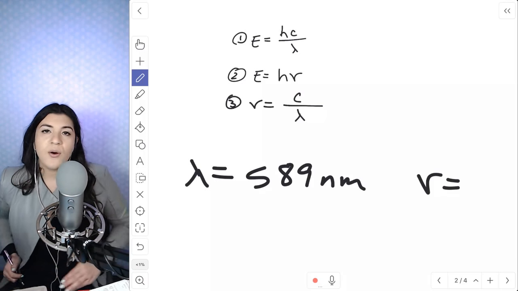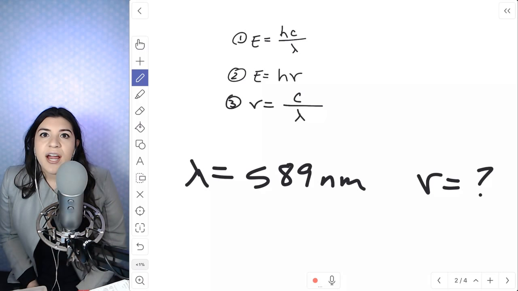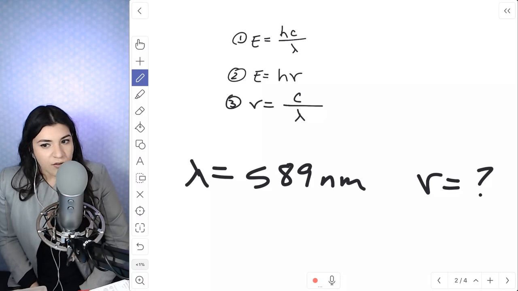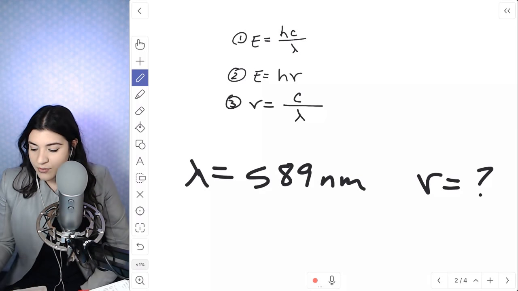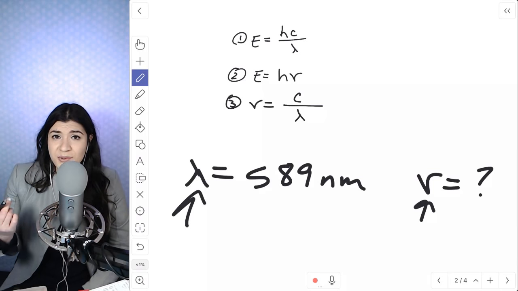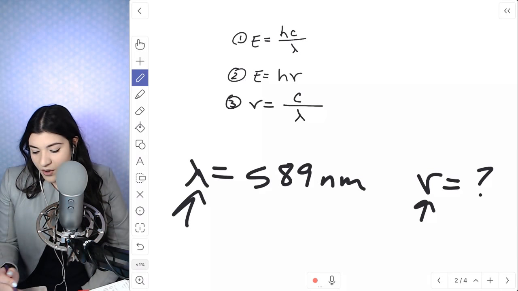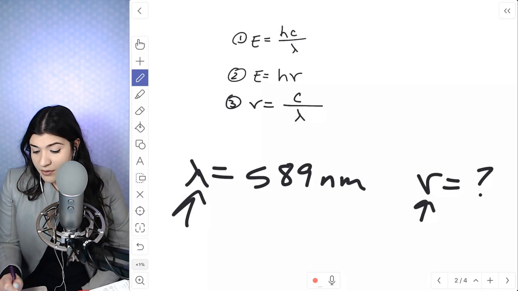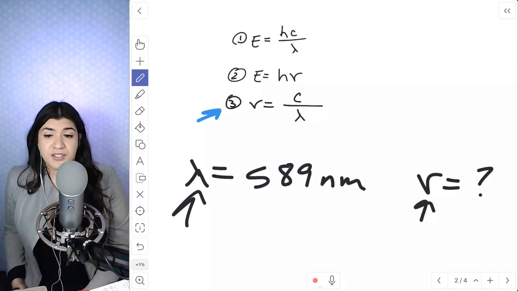So first things first, it's figuring out which formula you should use. What I want you to think of is, first off, I need to have both frequency and wavelength in my formula. So which one has both wavelength and frequency? Well, the third one. So that for sure is the equation that I'm going to be using.